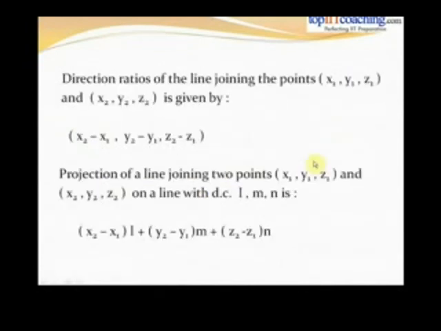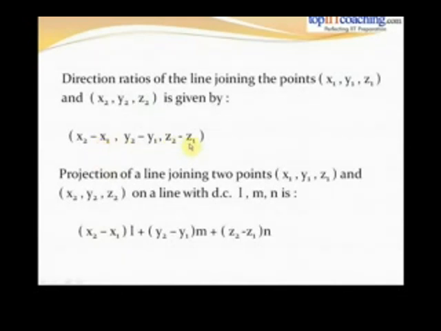Now the direction ratios of the line joining the points x1, y1, z1 and x2, y2, z2 is given by x2 minus x1, y2 minus y1 and z2 minus z1. So if we have got any two points with the coordinates as x1, y1, z1 and x2, y2, z2, then the direction ratios of the line joining these 2 points is given by x2 minus x1, y2 minus y1 and z2 minus z1.